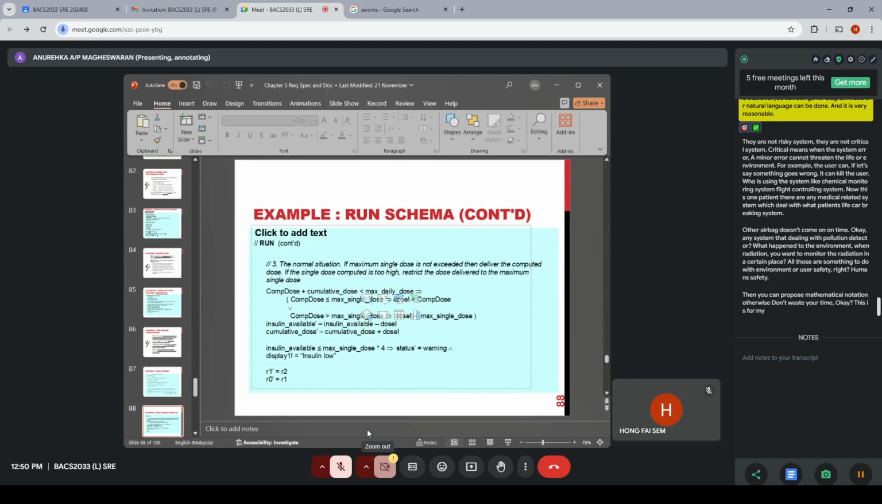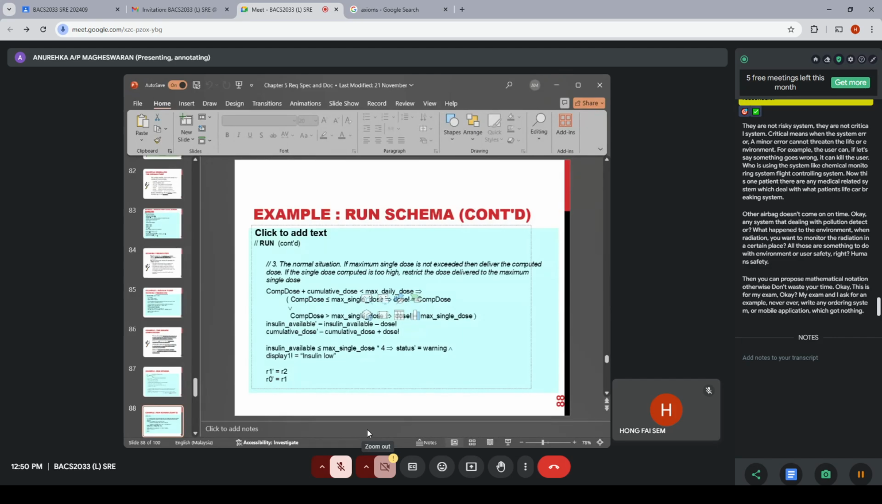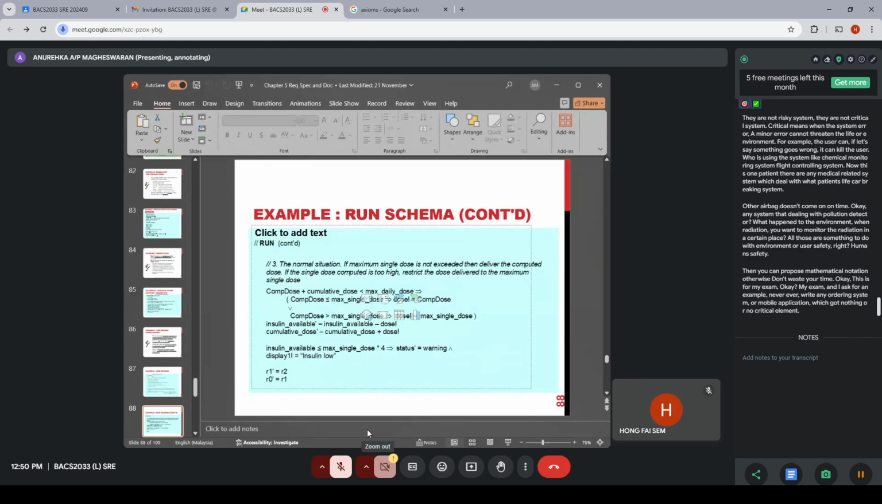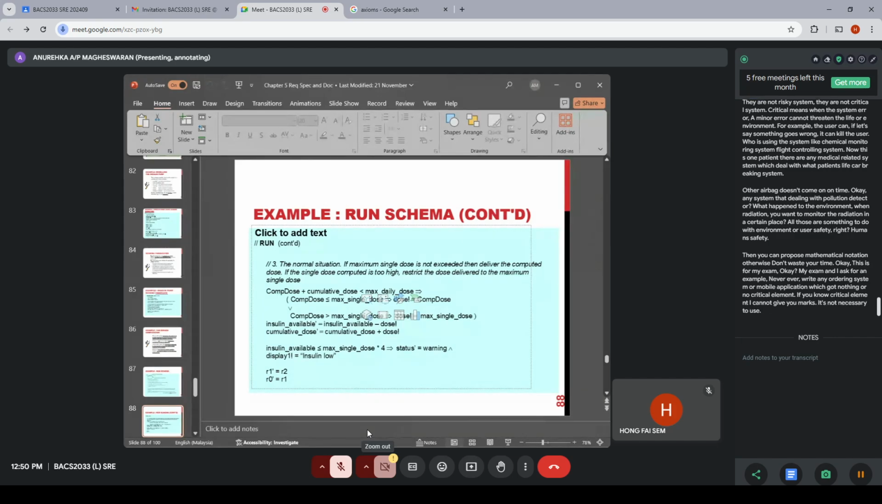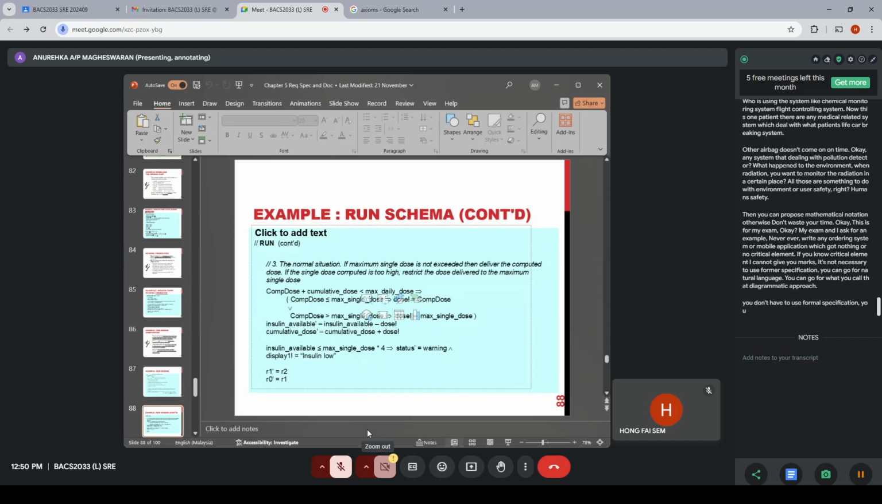Okay, this is for my exam. When I ask for an example, never ever write any ordering system or mobile application which has nothing critical, no critical element. If no critical element, I cannot give you marks. It's not necessary to use formal specification. You can go for natural language. You can go for the diagrammatic approach. You don't have to use formal specification. You only give me an example which is really critical.